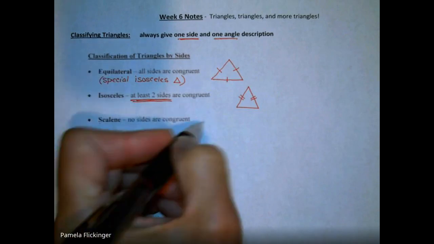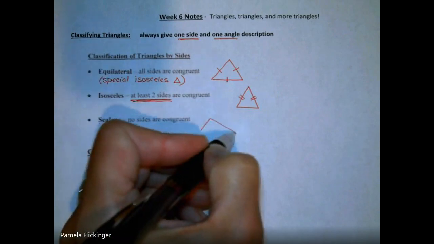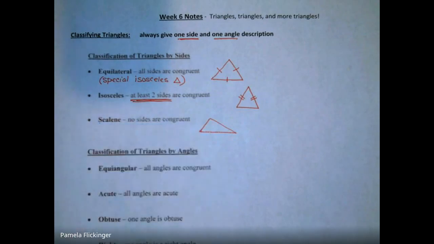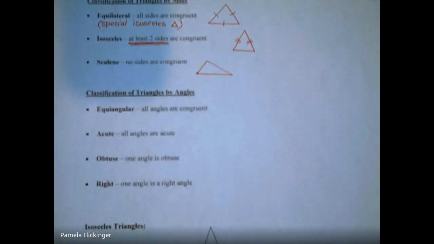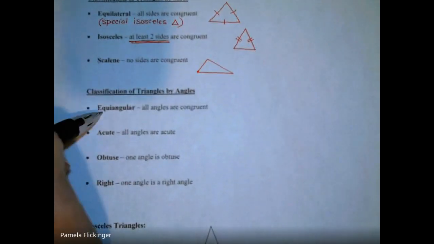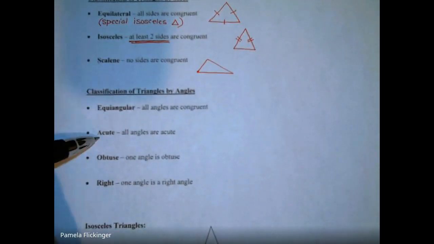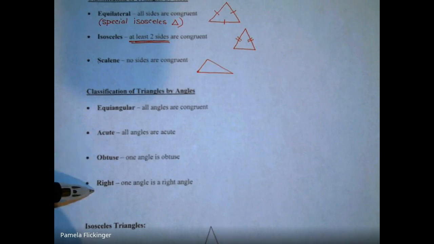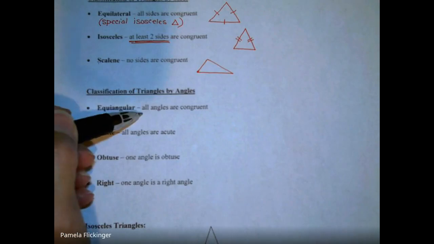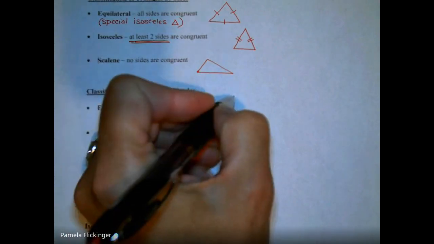Scalene, none of the sides are congruent. So you won't see any tick marks at all to show anything congruent. All right, those are the three classifying words for sides. For angles, we've got four words. We've got equiangular triangles, acute triangles, obtuse triangles, and right triangles. All right, equiangular, that's when all the angles are congruent.